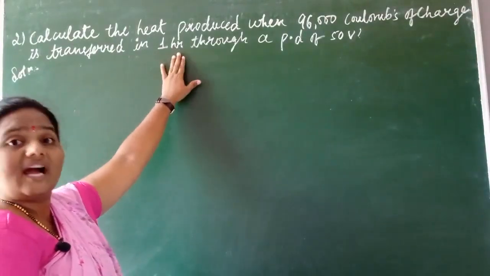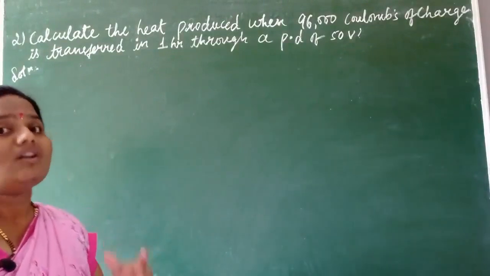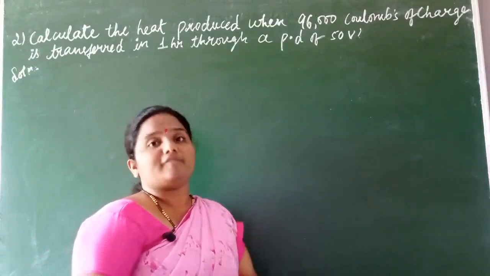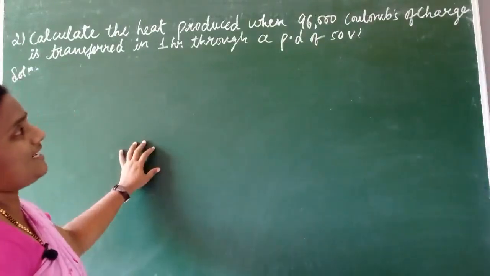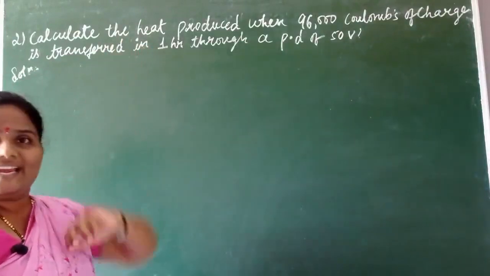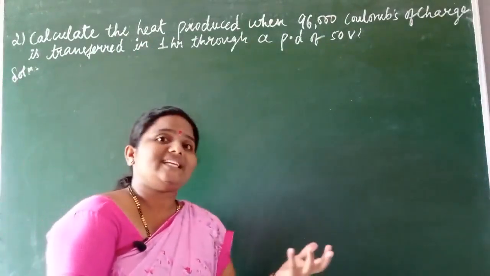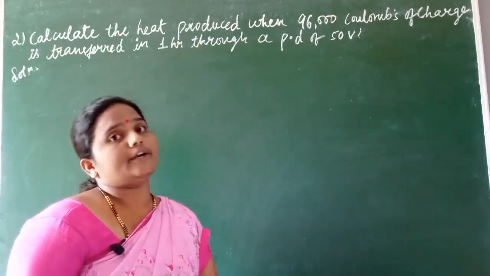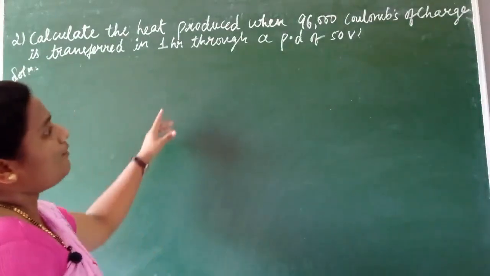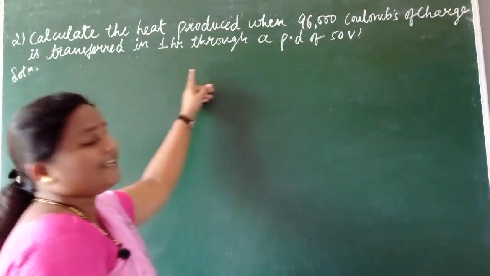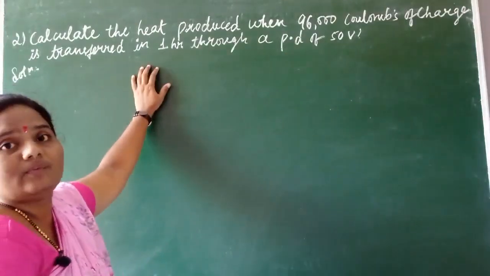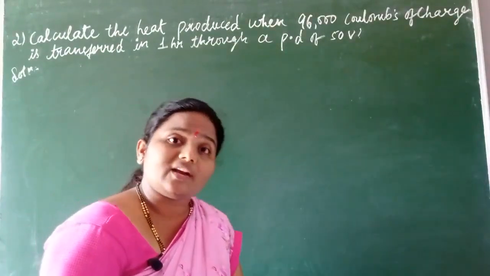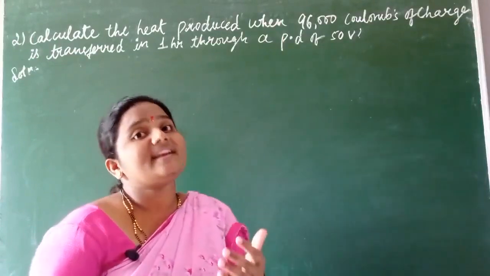See, they have given the time in hours, so we need to convert it into seconds, children. And the potential difference V is given as 50 volts. By using this data, we have to calculate the heat. We know the Joule's heating effect formula, H is equals to I square into R into T. But we only know the V value, Q value and T value. So before substituting, we want to calculate the current value and the resistance value.